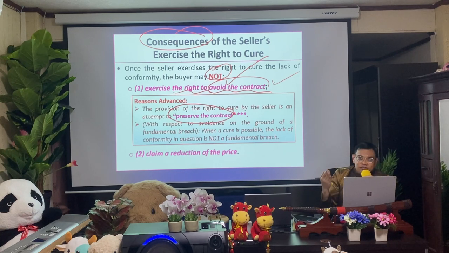We can see that many provisions of the CISG are framed or designed in the way of preserving the contract. So the preservation of the contract is a very important principle of the CISG. We will see later, when we discuss many other remedies available to the buyer in the CISG, that the provisions are designed along the line of the preservation of the contract rule.